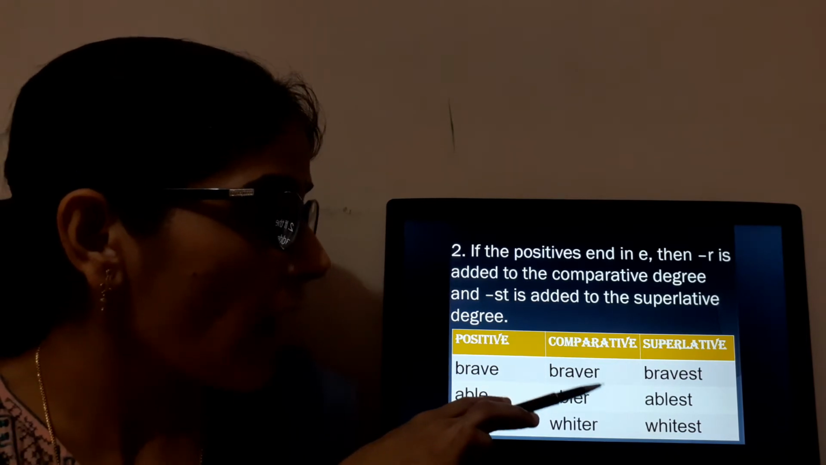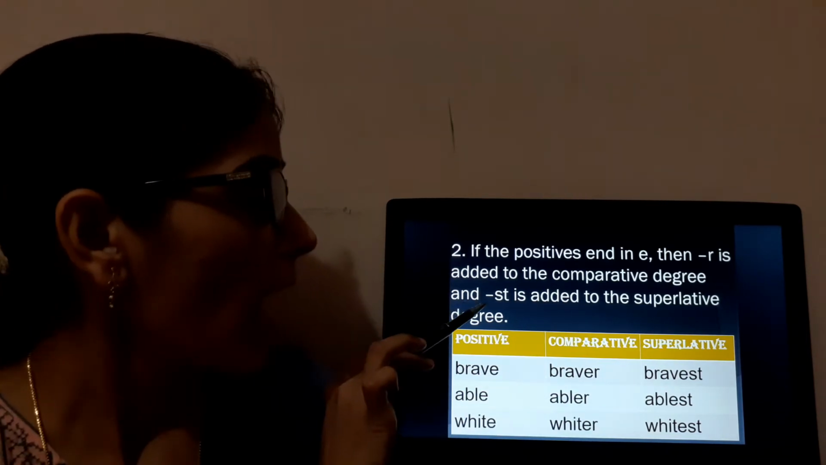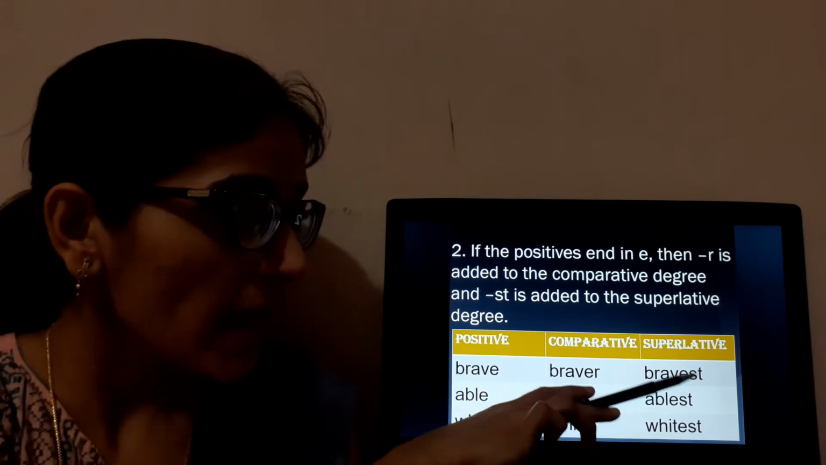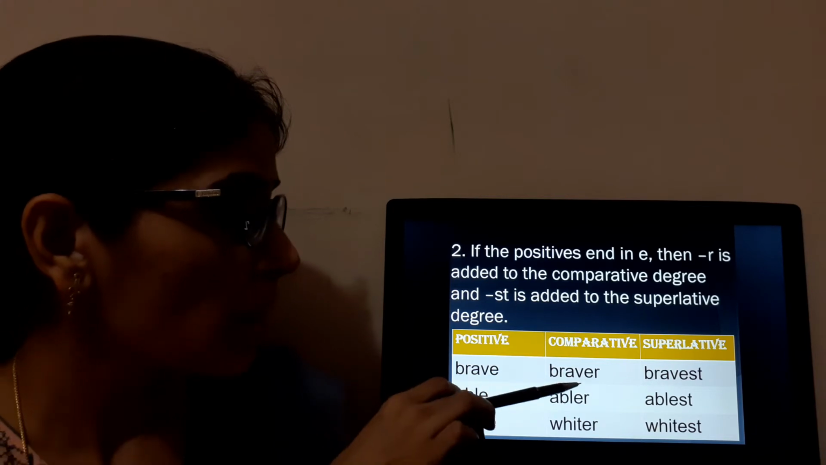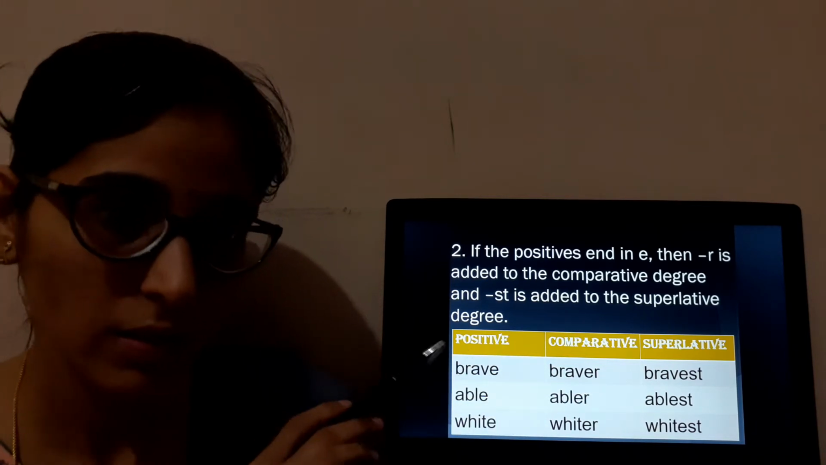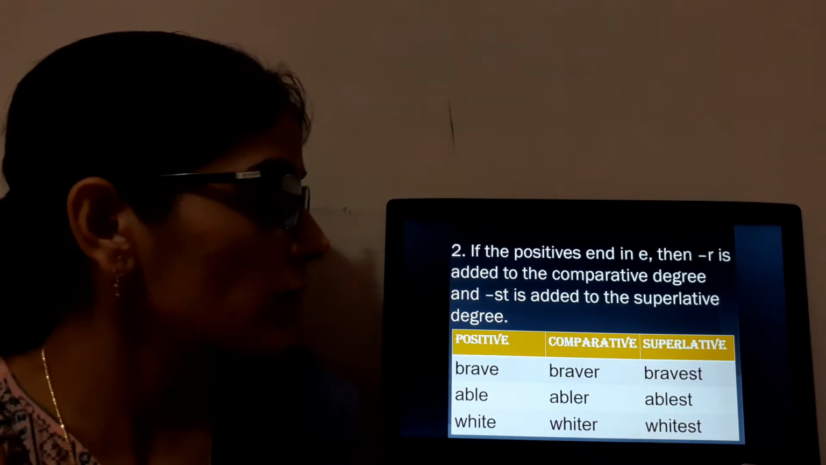We are going to add R at the end, and for superlative we are going to add ST. Okay, so you can see the examples here: brave, braver, bravest. Is this clear to you? Let us move to the next one.